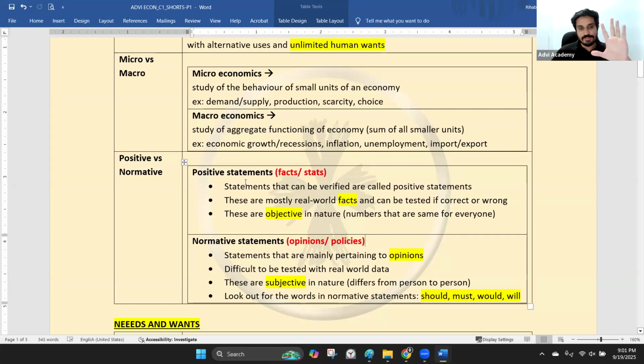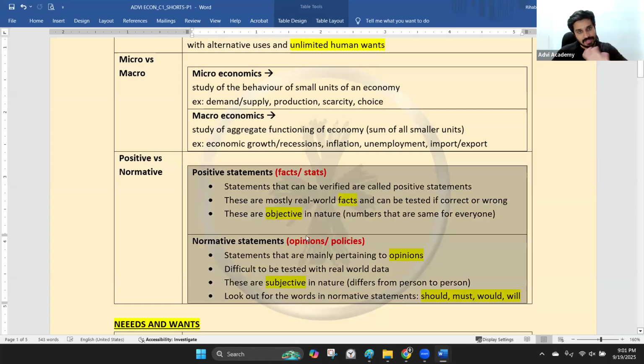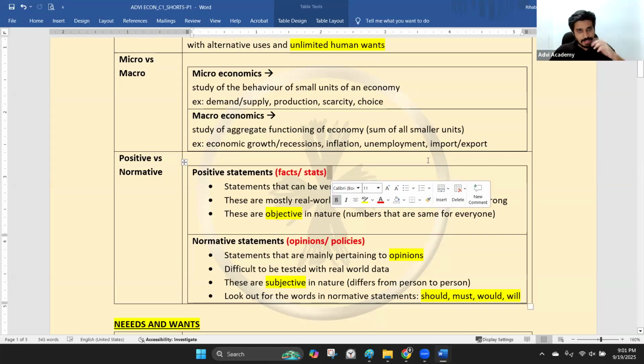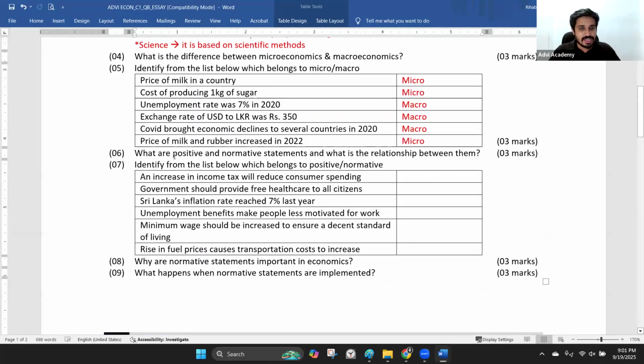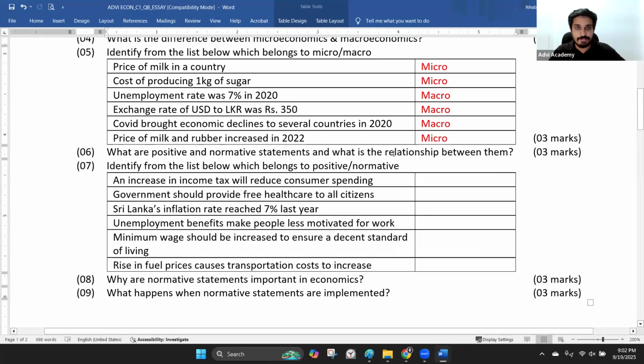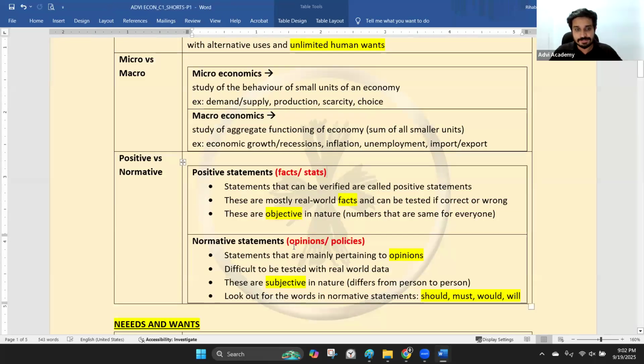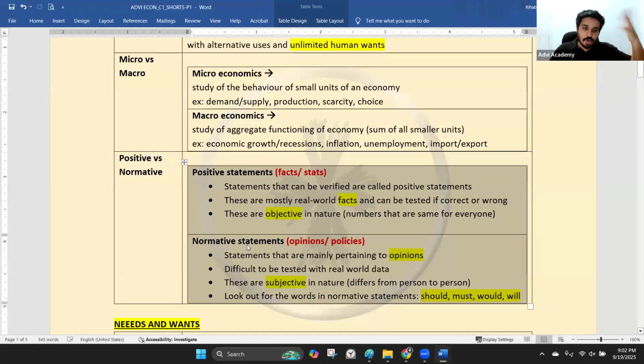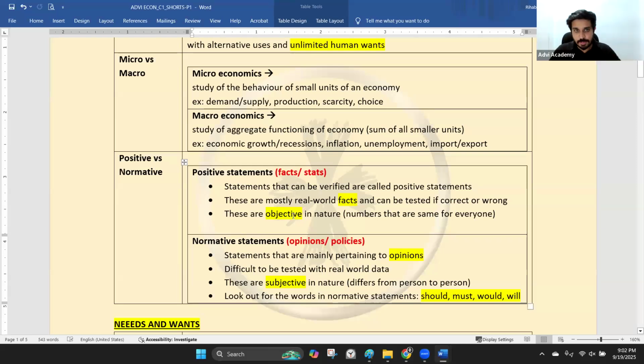So first and foremost, I want you to remember these points regarding these two. Sometimes these are asked in term tests, sometimes in A levels also it can come. What are the different kinds of questions that can come from this section? You have these kinds of questions first. They'll ask, what is a positive statement and what is the relationship between positive and normative? You have to write this answer. Positive means facts, stats, and these points. Normative statements mean opinions, policies, these points you can write.